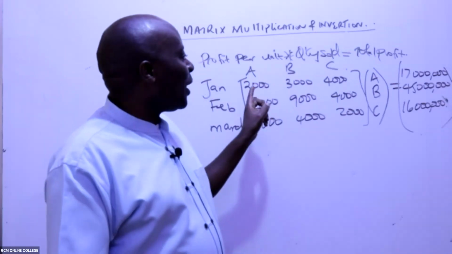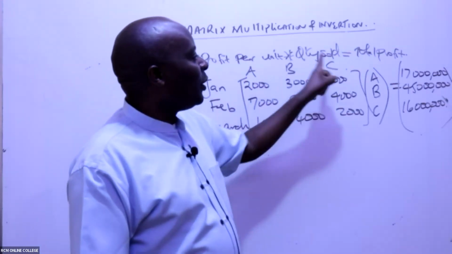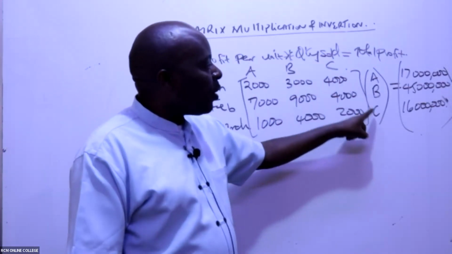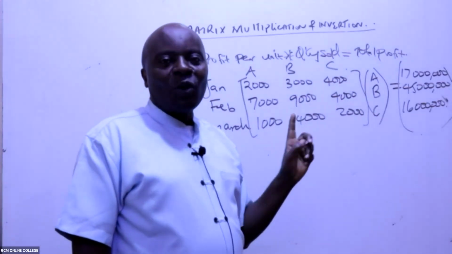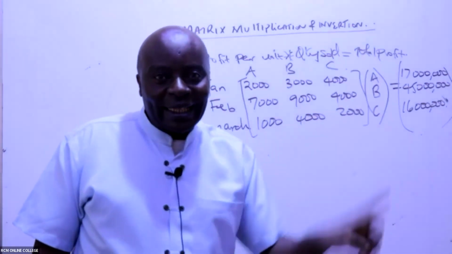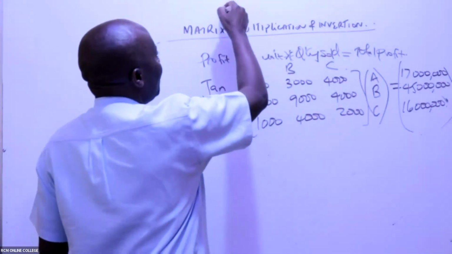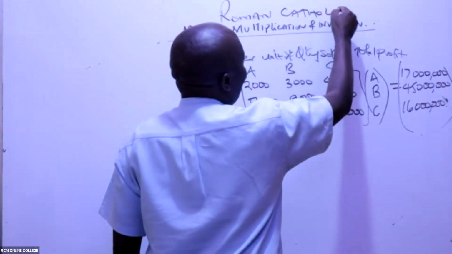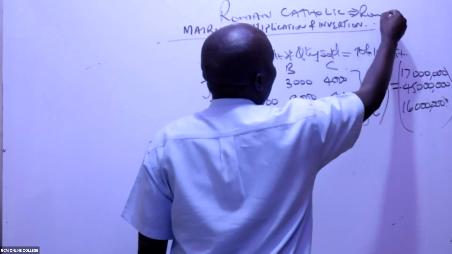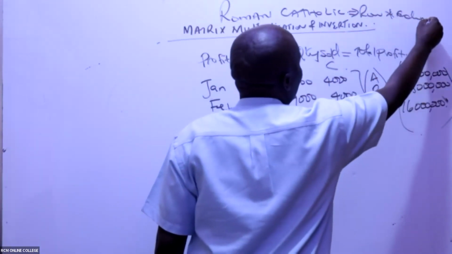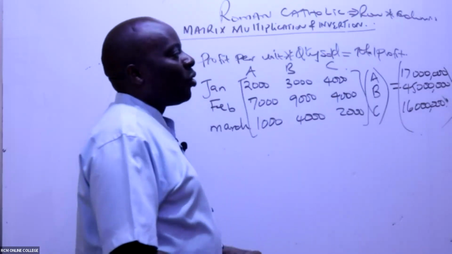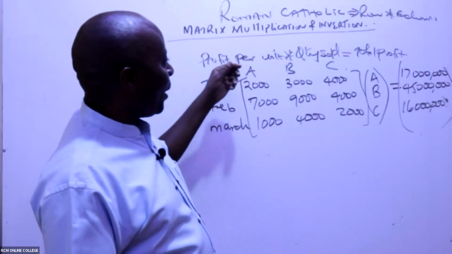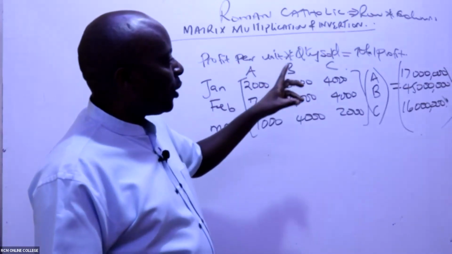So now the figure of A will multiply with the A here. The figure of B will multiply with B there. The figure of C will multiply with C there. Because normally multiplication is rows multiplied by columns. So to get, ladies and gentlemen, total profit, we shall take profit per unit times quantity sold to get that total profit.